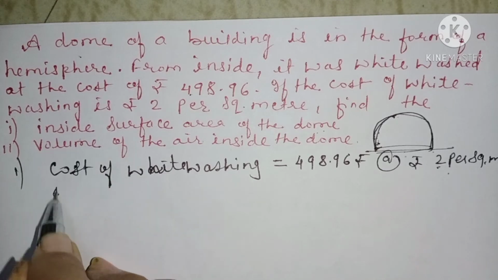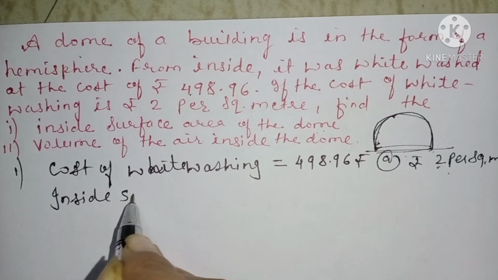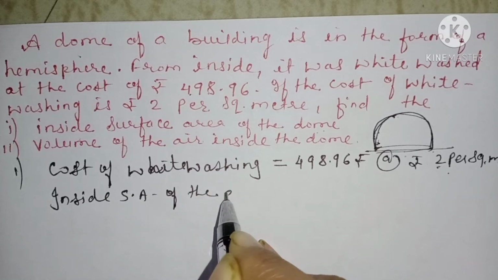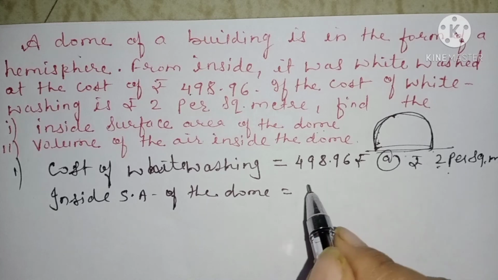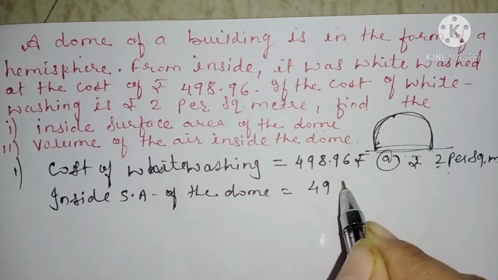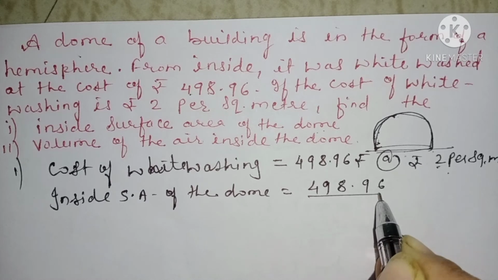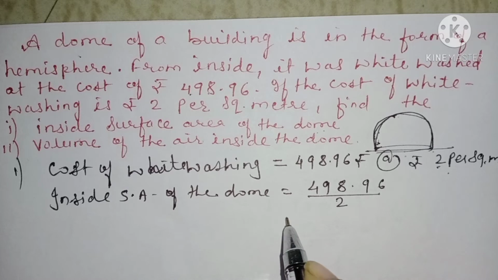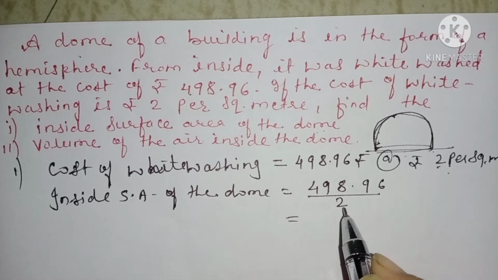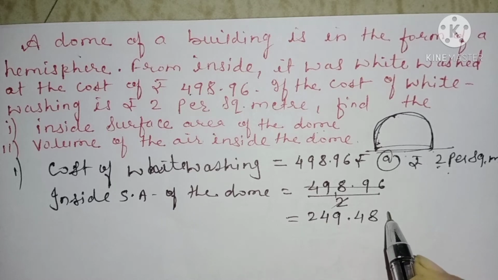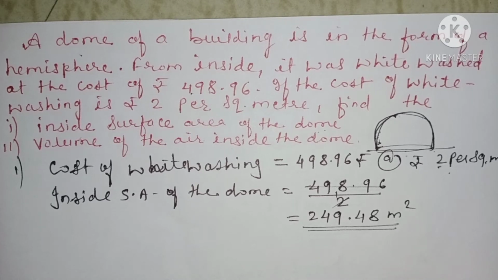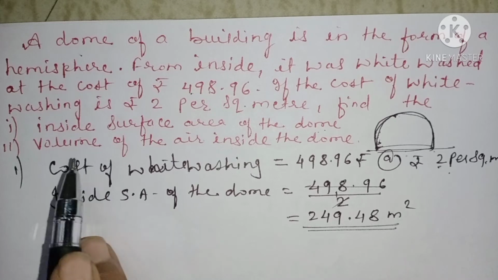We need to find out what? We need to find the inside surface area of the dome, and the total cost of whitewashing is given and the rate per meter is also given. So if I divide, that is the reverse process, 498.96 divided by the rate, which is 2, I'll get the inside surface area of the dome, isn't it? So let's divide. 2 2s are 4, 2 4s are 8, remaining 1, 2 9s are 18, 2 4s are 8 and 2 8s are 16. So the inside surface area of the dome is 249.48 meter square. Alright, what is the second question?